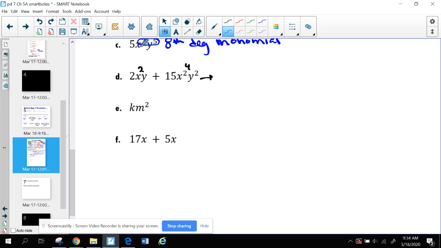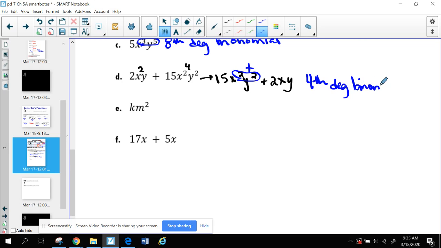This one here would really be 15x squared y squared plus 2xy. If I want to talk about the degree, then I need to find the total degree of this one. So I'm going to add those together. So this would be a 4th degree binomial because it has 2 terms. Okay, let's take a look at the next one.